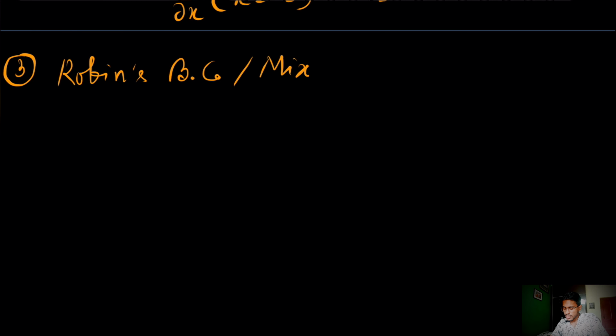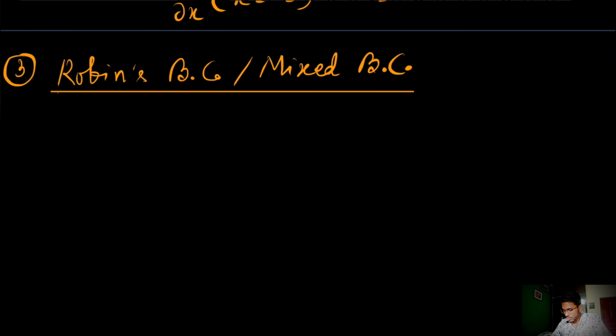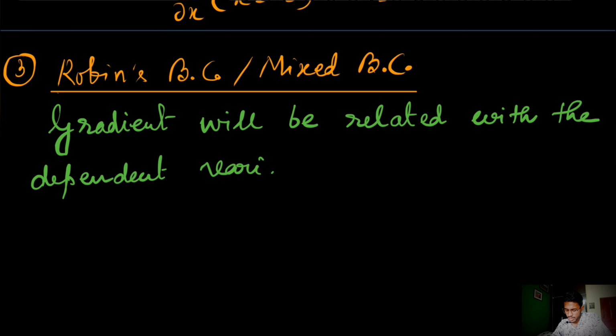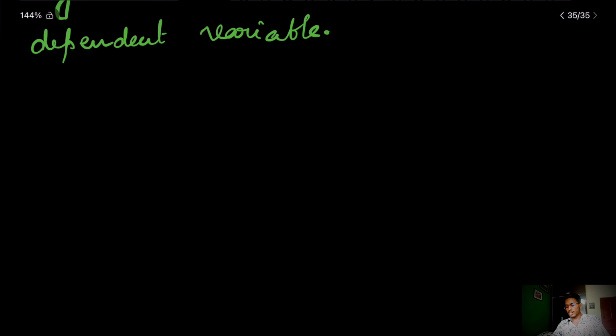Now the third one, that is the Robin's boundary condition. It is also called the mixed boundary condition. This says that the gradient will be related with the dependent variable. Clear? I think it is not clear. So let me explain this.